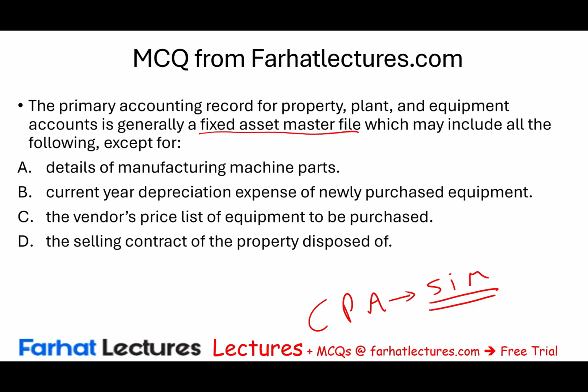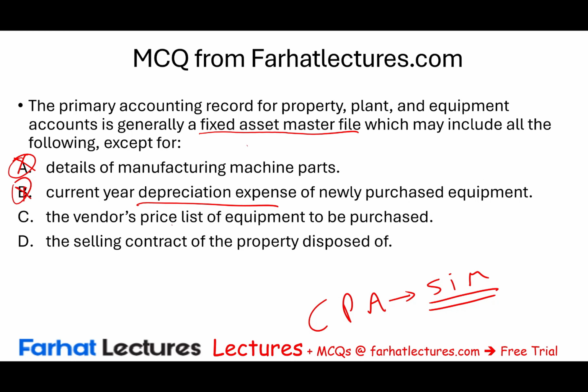Does it include a detail of the manufacturing machine parts? Yes, it will show you the name, the description, detailed, whatever is necessary to describe it. Yes, I would say this would be included in a fixed asset master file. So this is out. The current year depreciation expense of newly purchased equipment: yes, it should show you the depreciation expense of newly purchased equipment. Yes, it will show you that.